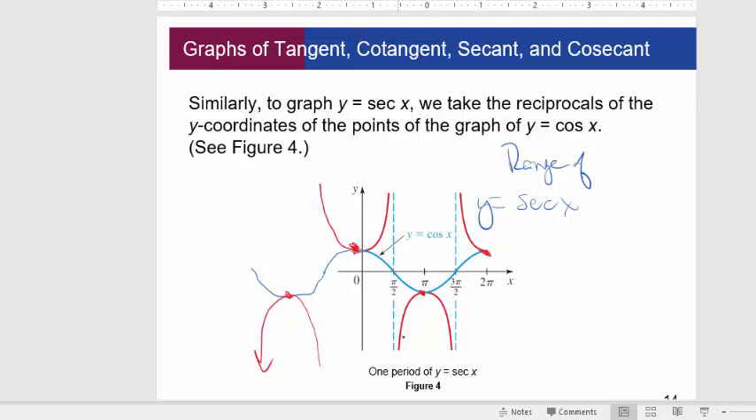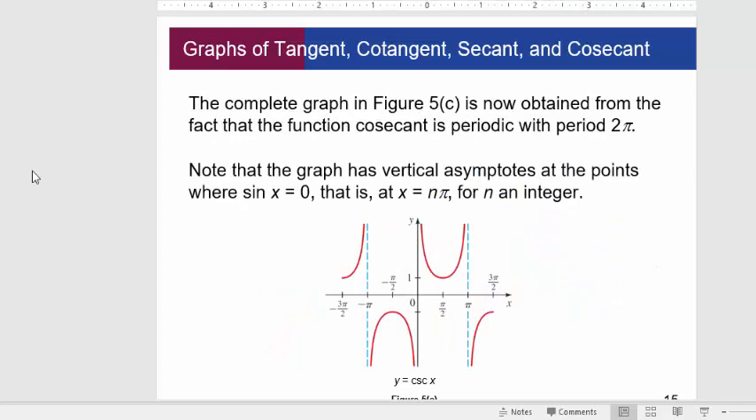These lower red curves go all the way from negative infinity up to negative 1, and then the upper red curves go from 1 to positive infinity. So the range of y equals secant of x is actually negative infinity to negative 1, and it includes negative 1, but then you put that together with 1 to infinity. And that's actually the same for the cosecant. So the range for the secant and the cosecant is negative infinity to negative 1, union 1 to infinity.